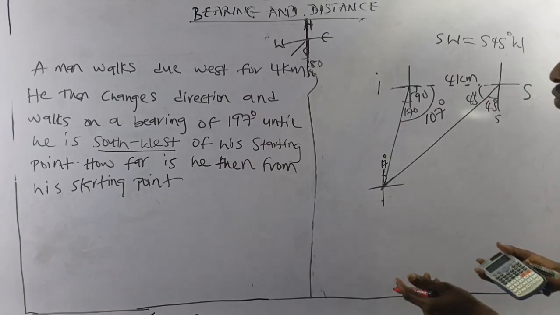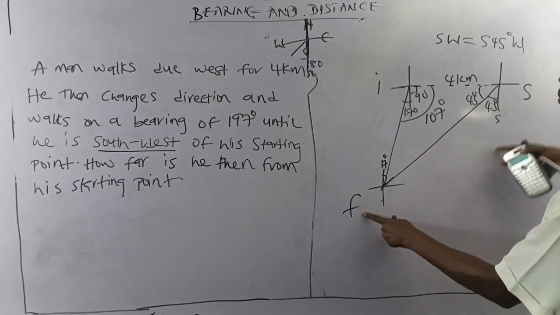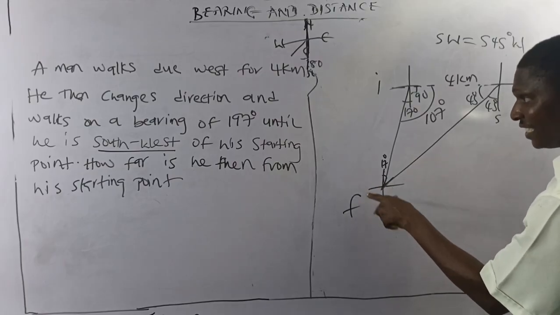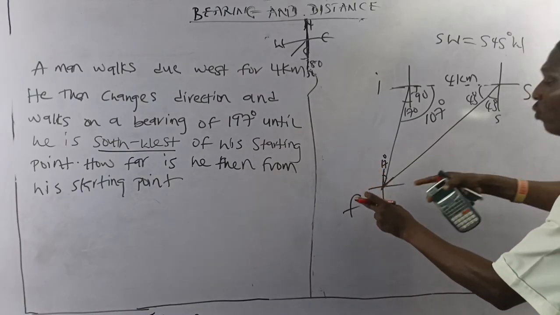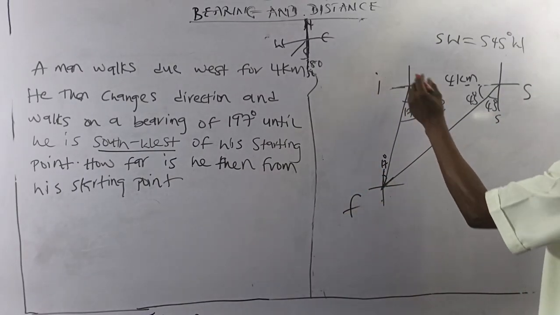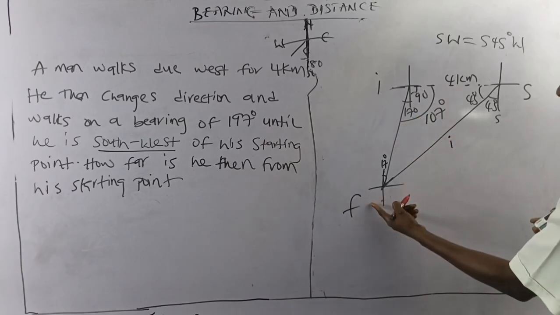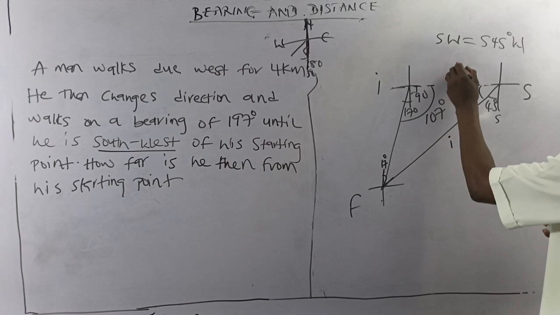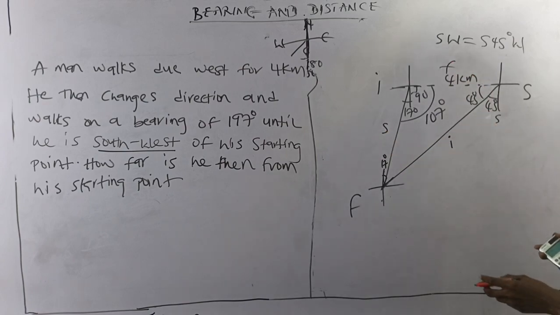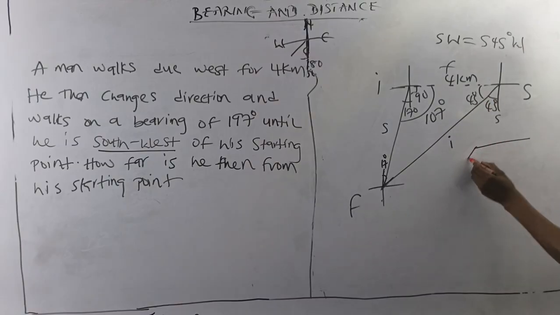Now I'm asked to look for how far he is then, meaning the final point from the starting point. Now this is capital letter I, which is angle 107 degrees. This can be small letter i. If this is capital letter F, then here can be small letter f, and this becomes small letter x. Now I have two angles known already from this triangle. This is how the triangle is.